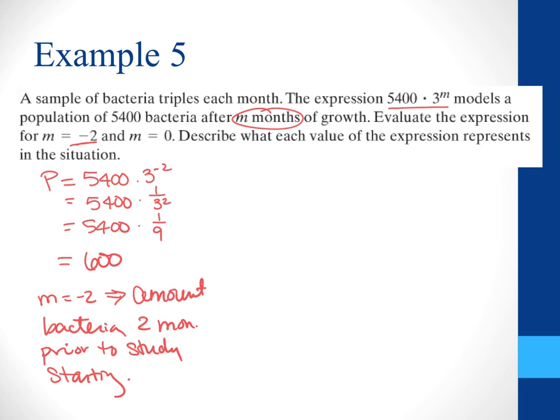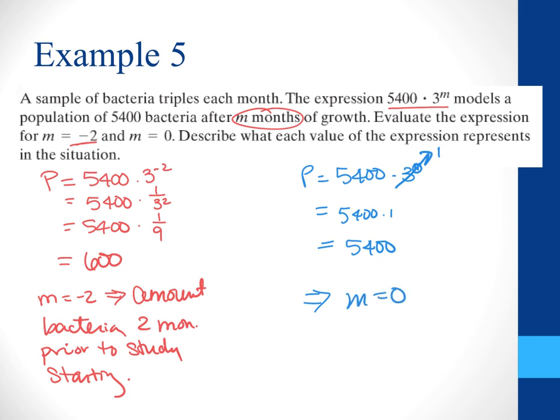Okay, for the second part of this, we are looking to see what our population is when we have a value of m equals 0. Now remember, anything raised to the power of 0 is always 1. So this gives me a population of 5,400 times 1, which is equal to 5,400. So again, when the exponent is 0, this right here is telling us that when m equals 0, we have the initial amount, or our starting amount, of bacteria. Okay, and the starting amount would be like when this study started.